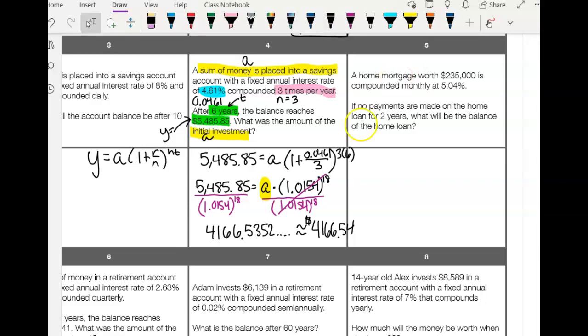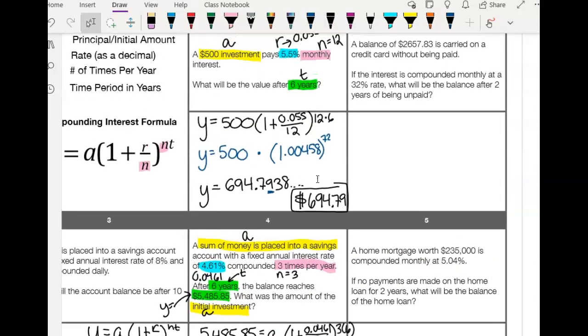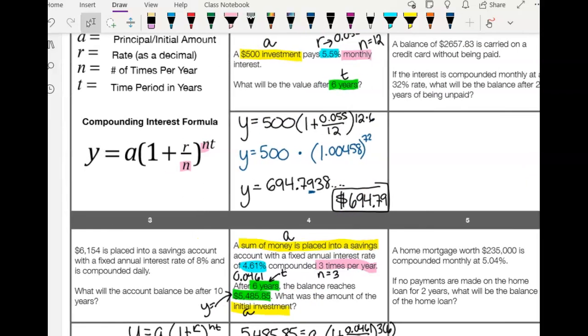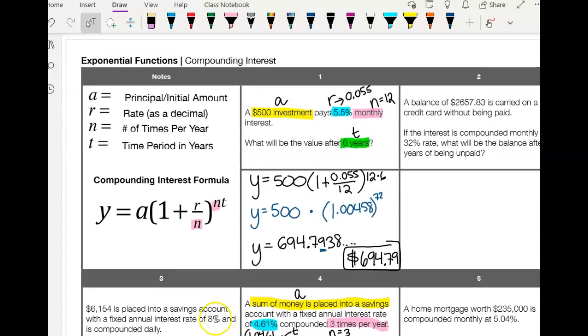All right. Hopefully that helps break down the process of how to use the formula and how to best show your work with these types of compound interest problems.